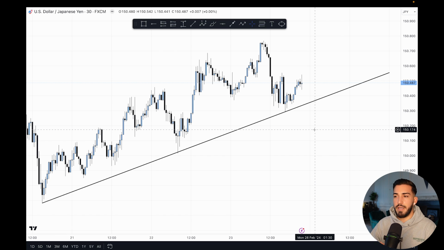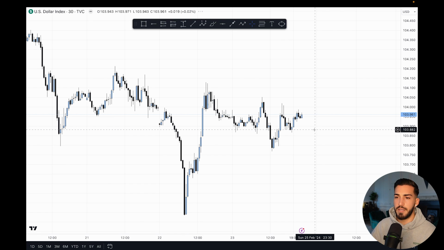We are trading if the US dollar is stronger than the Japanese yen, then this currency pair should increase. And alternatively, if the Japanese yen is weaker than the US dollar, then it will increase as well. So we want to be looking at the US dollar and the Japanese yen separately as well, which is why I'm going to bring up the DXY.